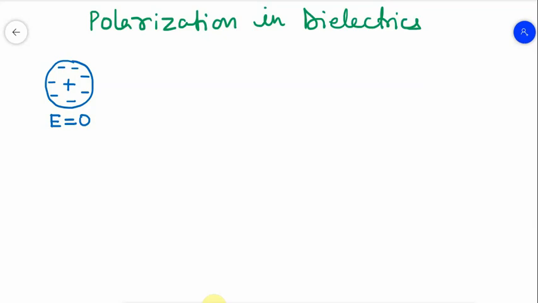So if this particular dielectric is in the electrically neutral state, and now we apply an electric field, how are the charges oriented? You can see that when the electric field is applied, it will take the shape like this.